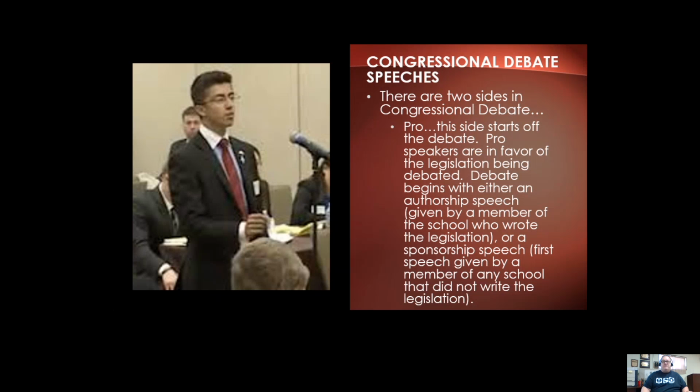The debate begins with one of two types of speeches, either an authorship speech or a sponsorship speech. An authorship speech is given by a member of a school who wrote the legislation, which is why it's important for a school to submit legislation, because only schools that submit legislation have the opportunity to give an authorship speech. The other type of speech is a sponsorship speech. It's also the first speech given in a round if an authorship speech is not present, and it's given by any member of a school that did not write the legislation.